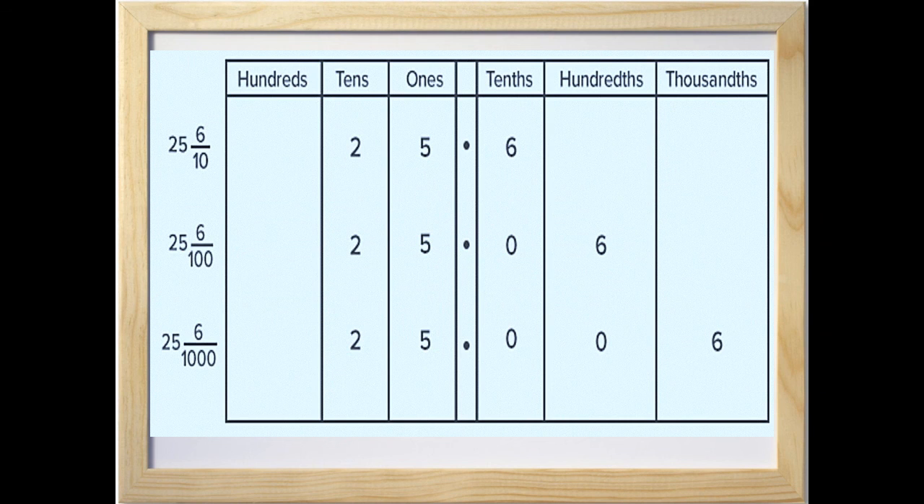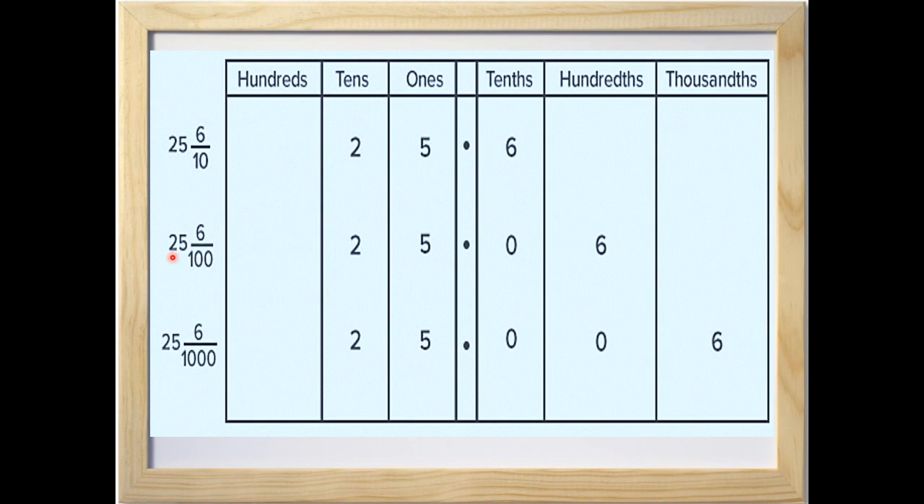Children, now we are going to convert mixed fractions into decimal numbers. So here the first example is 25 6 by 10. Children, 25 is the whole number part and 6 by 10 is the fractional part. But we know here, children, 6 by 10 is a decimal fraction. So we can easily convert this decimal fraction into a decimal number. So 6 by 10 is written as 0.6, and the 25, that means the whole number part, will remain the same. So 25 6 by 10 can be written as 25.6.